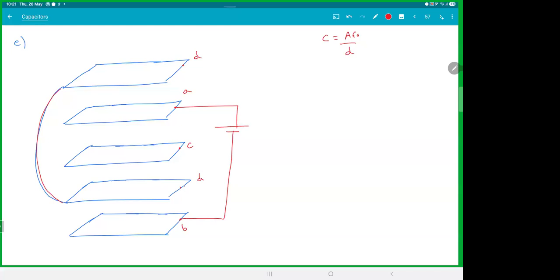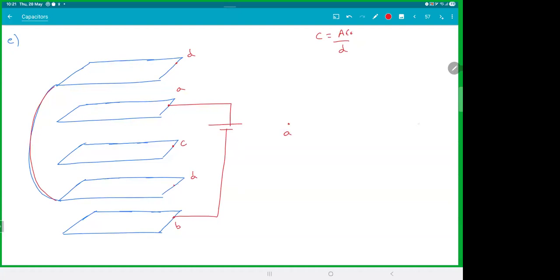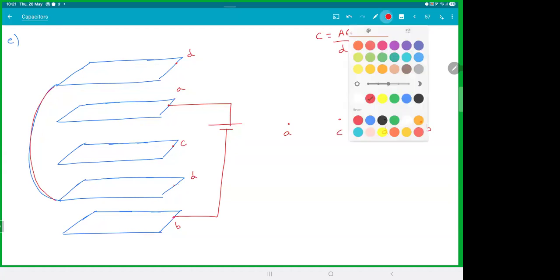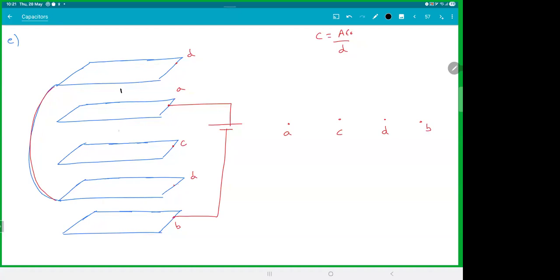Great. So where is the battery? Battery is between A and B. Always A and B should be in the corner. Remaining all will be in the center. So C and D. Okay, let's draw them. So this is one capacitor, this is the second capacitor, third, and this is fourth. Where is capacitor 1? It is between A and D, so it will look like this. Where is capacitor 2? It is between A and C. Where is capacitor 3? It is between C and D. Where is capacitor 4? It is between D and B.